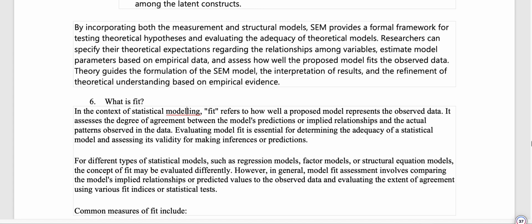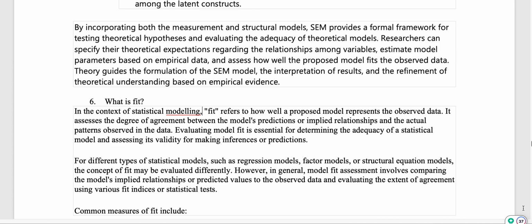Fit refers to how well a proposed model represents the observed data. It assesses the degree of agreement between the model prediction and the important relationships of actual patterns observed in the data. Evaluating model fit is essential for determining the adequacy of a statistical model and assessing its validity for making inferences or predictions.